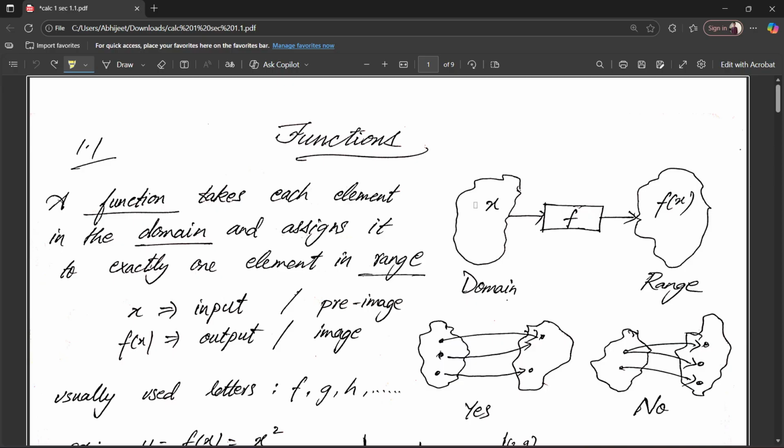Now, the set of all the inputs is called the domain, which contains everything that you can throw as an input to this function. And everything the function spits out, that entire set is called the range. So domain is the set of all input values you can throw into the function, and range is the set of all output values the function gives when you throw in all of the input values.